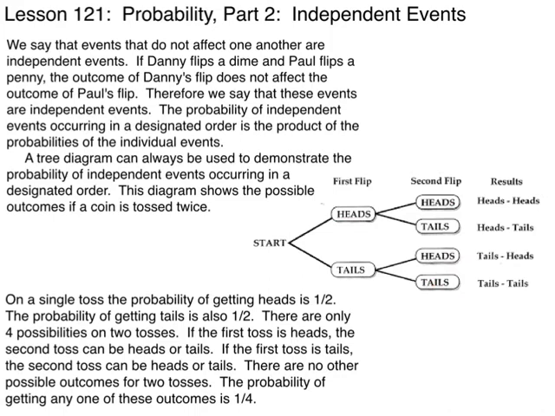So on a single toss, the probability of getting heads is 1 out of 2. But the probability of getting tails is also 1 out of 2. There are only 4 possibilities on 2 tosses. If the first toss is heads, the second toss can be heads or tails. If the first toss is tails, the second can be either heads or tails. There are no other possible outcomes with 2 tosses. So the probability of getting any one of these outcomes is 1 out of 1, 2, 3, 4. So we can say 1/2 times 1/2 is 1/4.